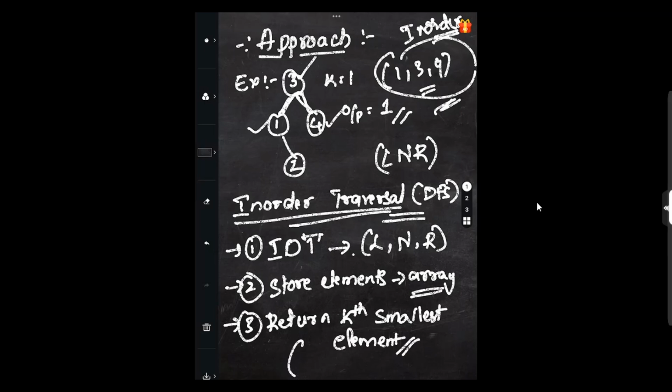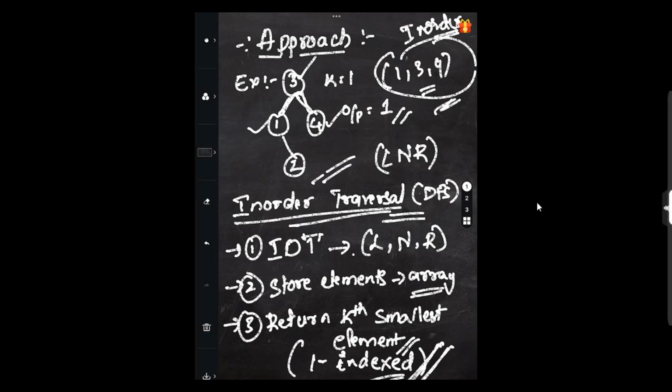One more thing, when I say return the kth smallest element, we know that this is one indexed. Whatever kth smallest element we have to consider, this is one index. This is not zero index. This one we have to keep in mind. It starts with 1, whereas binary tree or binary search tree array indexing starts from 0. So here we have to consider one index. This is the approach that we are going with.